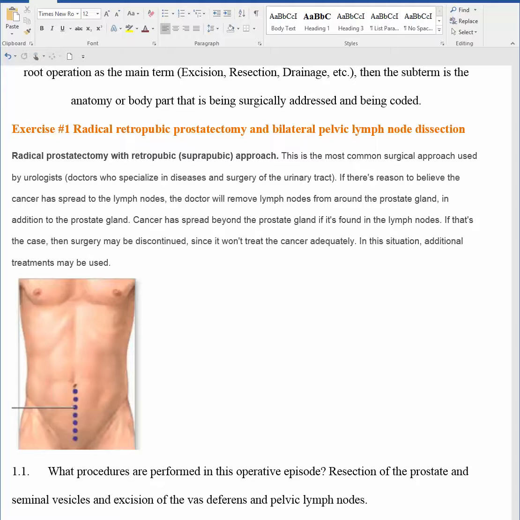Some information about this particular procedure. This is a common surgical approach used by urologists for men who they believe have metastatic prostate cancer. So the cancer has spread from the male's prostate gland to some of the lymph nodes. They're going down in the lower abdominal area here and they're cutting the incision here.